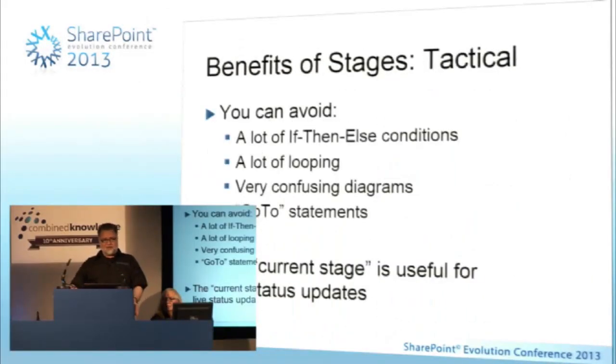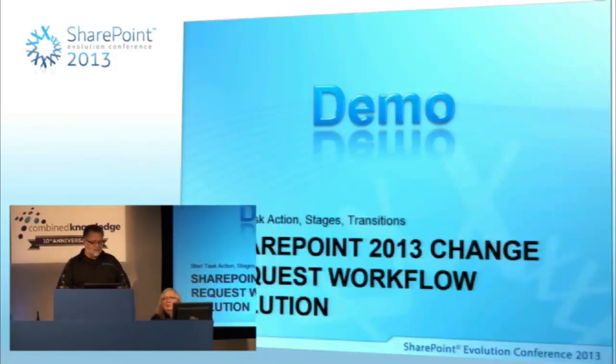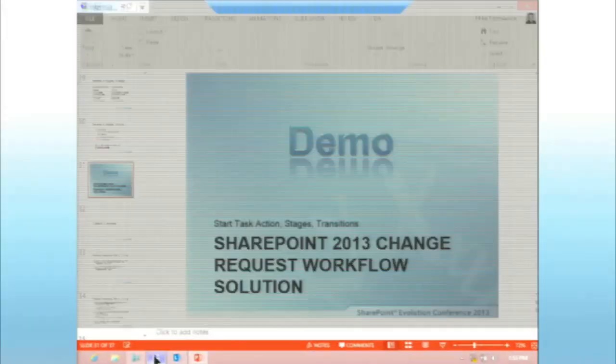And there are tactical benefits of this too. You can avoid a lot of if-then-else conditions. You'll still do some, but you'll do a lot fewer. You'll avoid looping almost entirely unless you need to go through a dictionary or something. You'll have far less confusing diagrams and no go-to type stuff going on. What's more, the current stage you're in takes care of all the extra work you have to do in order to make updates. And with that, end of tirade, into demo land we go.